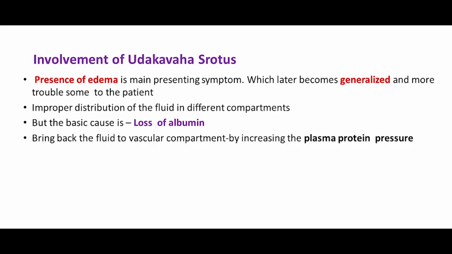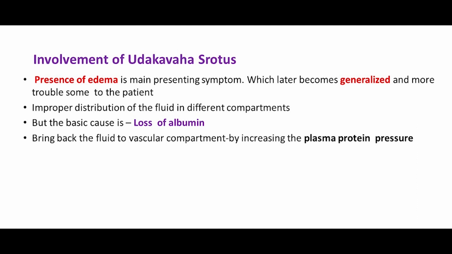So improper distribution of the fluid in the different compartments of the body is the main cause, and this fluid distribution impairment is because of absence or low amount of albumin in the vascular system. Albumin plays a vital role in maintaining the plasma oncotic pressure. When albumin is lost through the urine, then there is impairment of the fluid distribution.